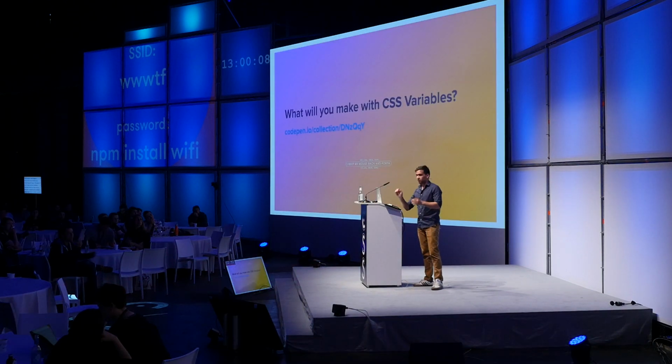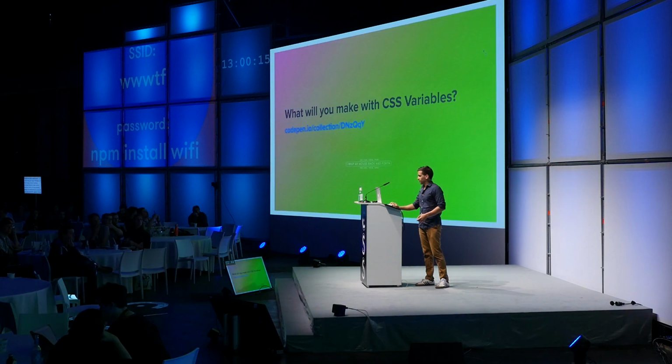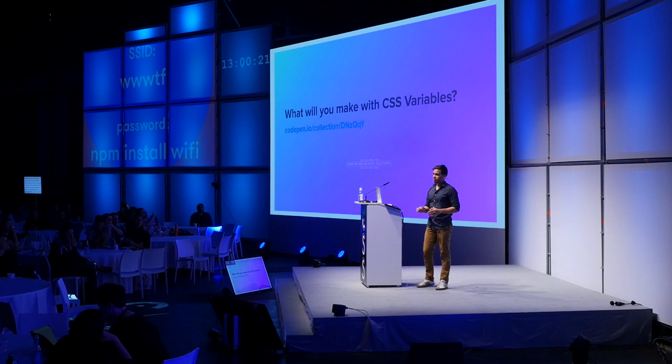So what will you make with CSS variables? This is an example of something that someone made with CSS variables and observables, where when I move my mouse, it's actually changing the HSL values. And it's sending the delta x position of the mouse over to CSS. And so the JavaScript is not controlling this. All JavaScript's doing is sending over the values.